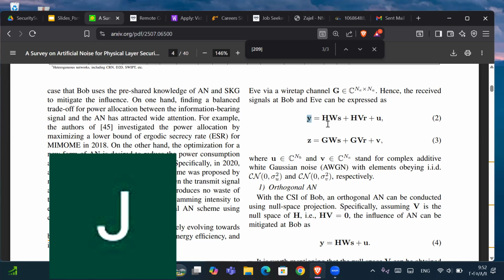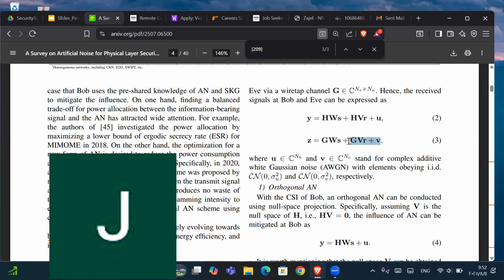Alice sends to Bob. Then the received signal at Bob, Y, is equal to the channel between Alice and Bob, H, multiplied by W, which is the precoding beamforming vector, multiplied by S, which is the information vector, plus H, the channel, multiplied by V, which is the null space matrix that's responsible for aligning the artificial noise in the direction of Eve, multiplied by R, which is the random noise vector, the random noise values that I will put inside the vector to affect Eve, plus U. U is a complex additive white Gaussian noise with elements obeying IID.